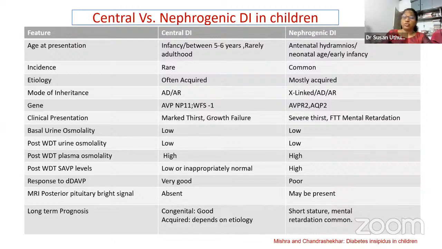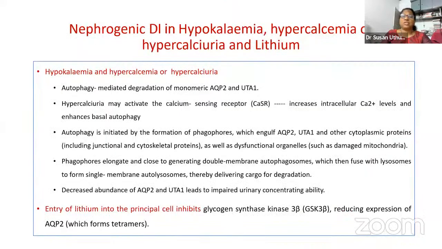But if it is a brain tumor or other acquired conditions, the prognosis may vary depending on the etiology. Whereas nephrogenic DI, as all of us who have treated children with it know, is a really difficult situation. You will be using multiple drugs to enhance the response to vasopressin at the level of the kidney, and many drugs and combinations are used.